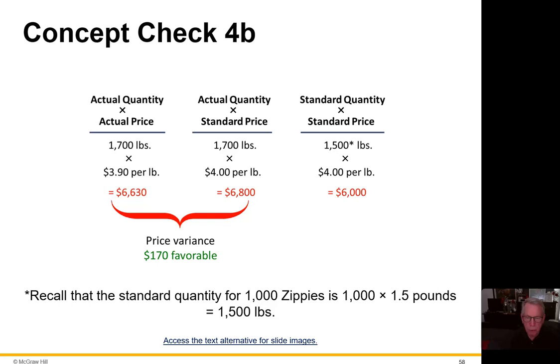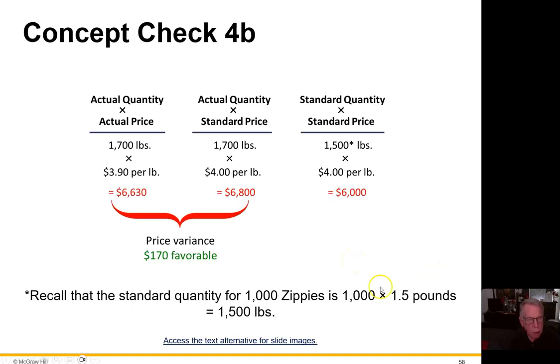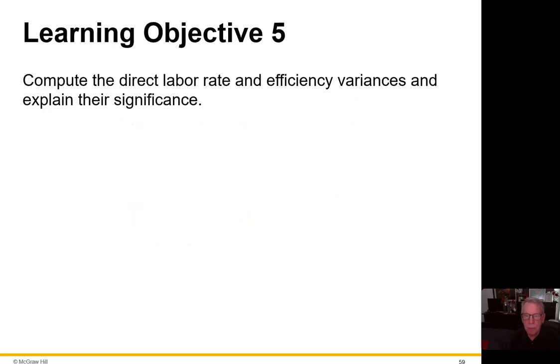Okay, so the standard quantity for 1,000 zippies again was this 1.5 pounds. That's the standard. This 1,000 units was the actual units that were made. And so we were given 1,500 pounds, which we should have used to make those zippies.